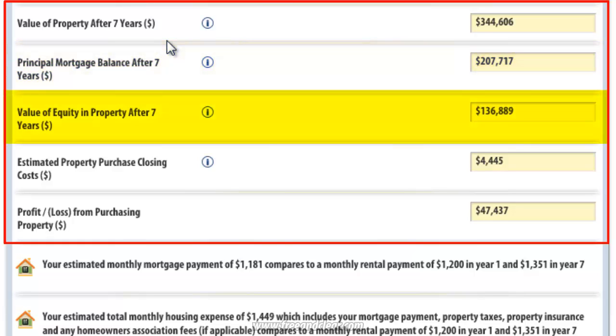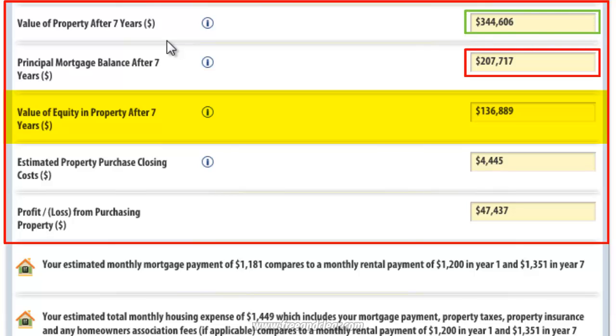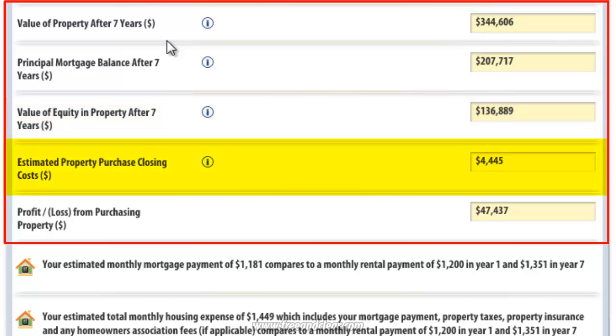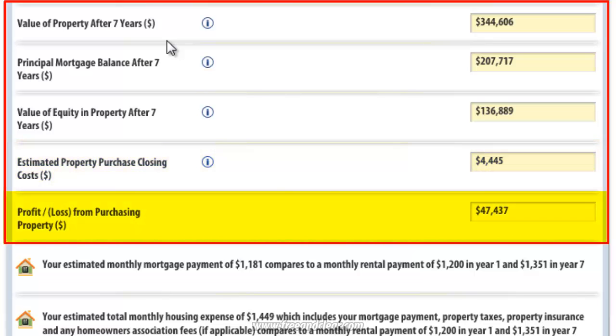Next, we show the value of your equity in the property after 7 years. This is calculated by subtracting your mortgage balance from the value of the property. So this is how much your ownership stake in the property is worth after 7 years. Next, we have estimated closing costs. Please note that this figure is an estimate only, as closing costs vary by service provider and mortgage type and amount. We need to take into account closing costs when considering our profit or loss from purchasing the property, which leads us to a profit or loss we realize from buying the property. In this case, because our property value has increased and our total monthly housing expense is less than our average rent, we generate a profit by buying instead of renting.